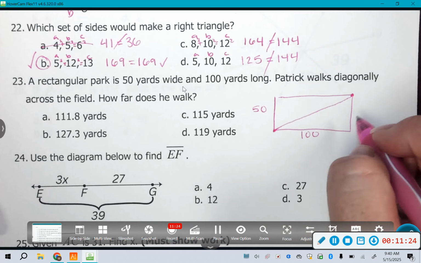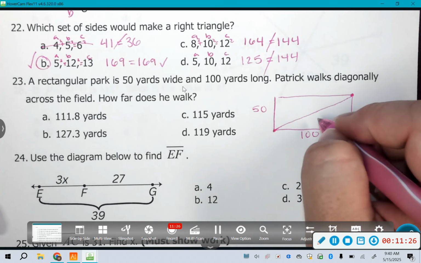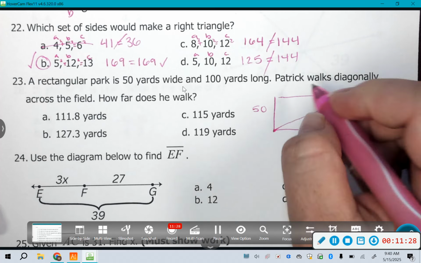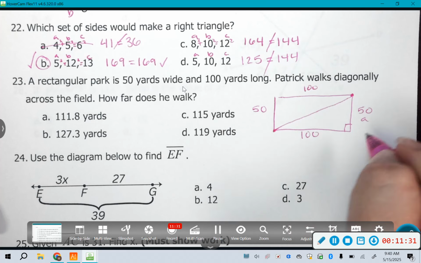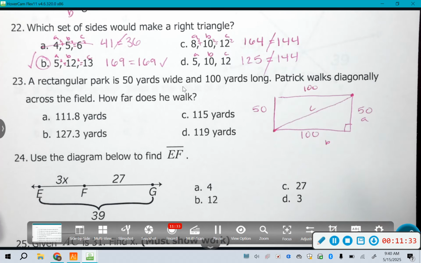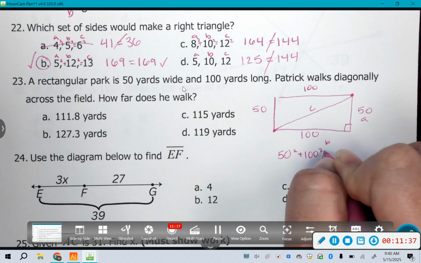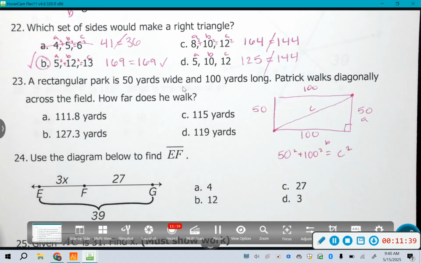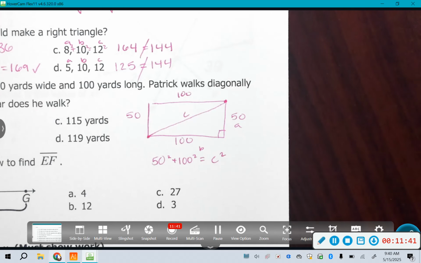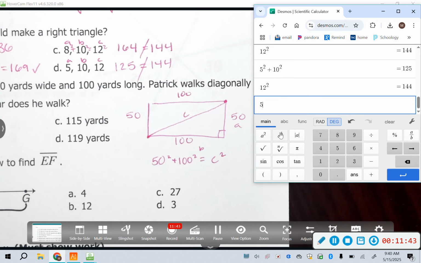Well, that makes a triangle, and it makes a right triangle if it's a perfect rectangle. So if that side's 50, this side's 50. So we can use this as A, B, and this is our C. So 50 squared plus 100 squared equals C squared. So our calculator comes in play. 50 squared plus 100 squared equals this big old number.